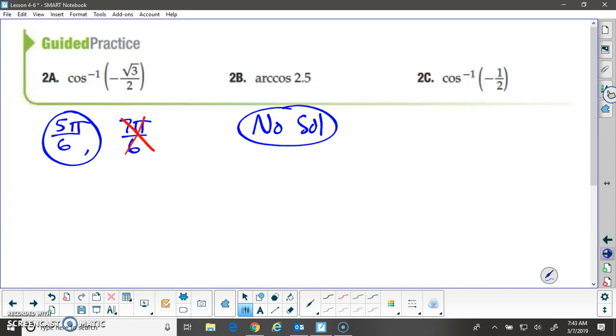Cosine inverse of -1/2 would be at 2/3 pi and at 4/3 pi. 4/3 pi is not within the restricted domain of 0 to pi, therefore the answer is 2/3 pi.